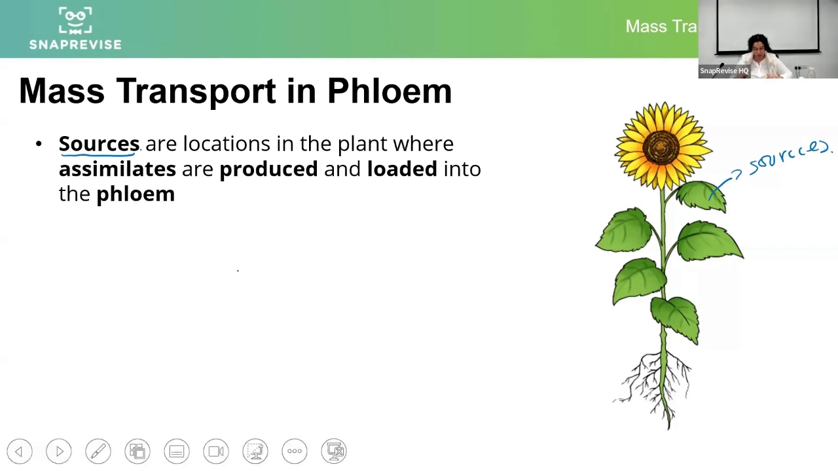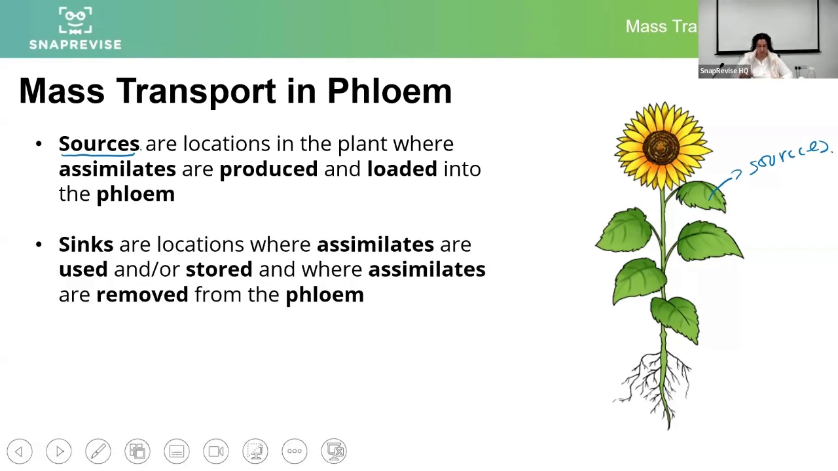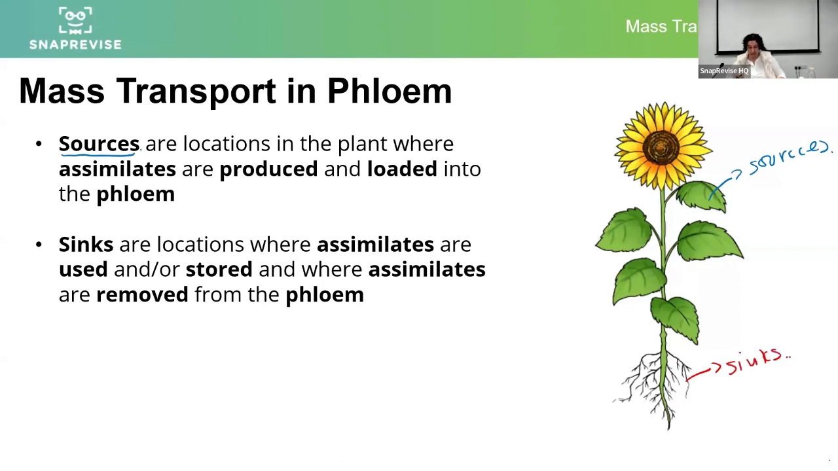Now, what are the sinks, though? The sinks are the locations where the assimilates are used and/or stored. So basically, they're taken out of the phloem and put into the sinks. What are some examples of sinks? Well, the roots. Let me just change color to make it a bit more obvious. The roots, for one, right? The root is a sink.